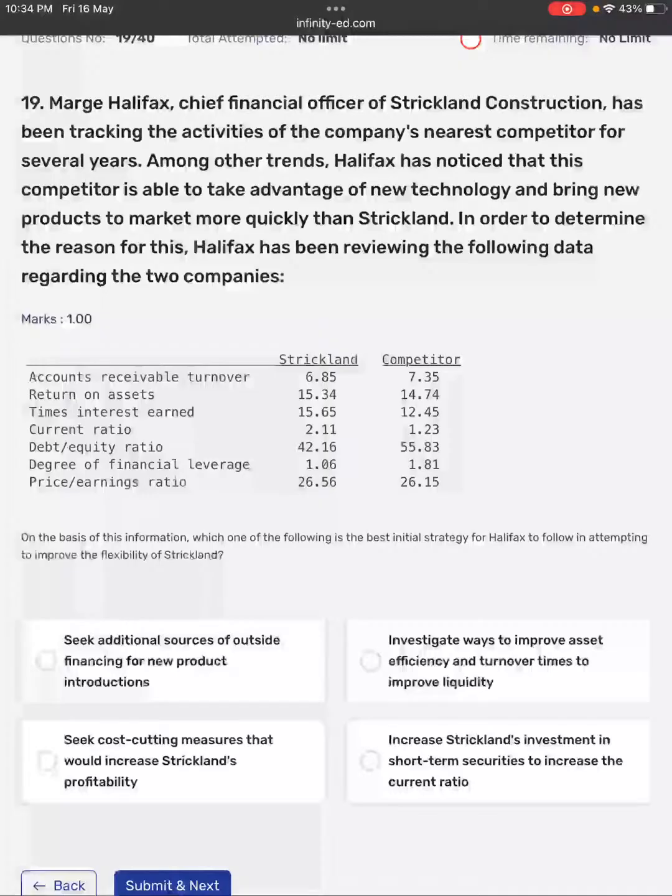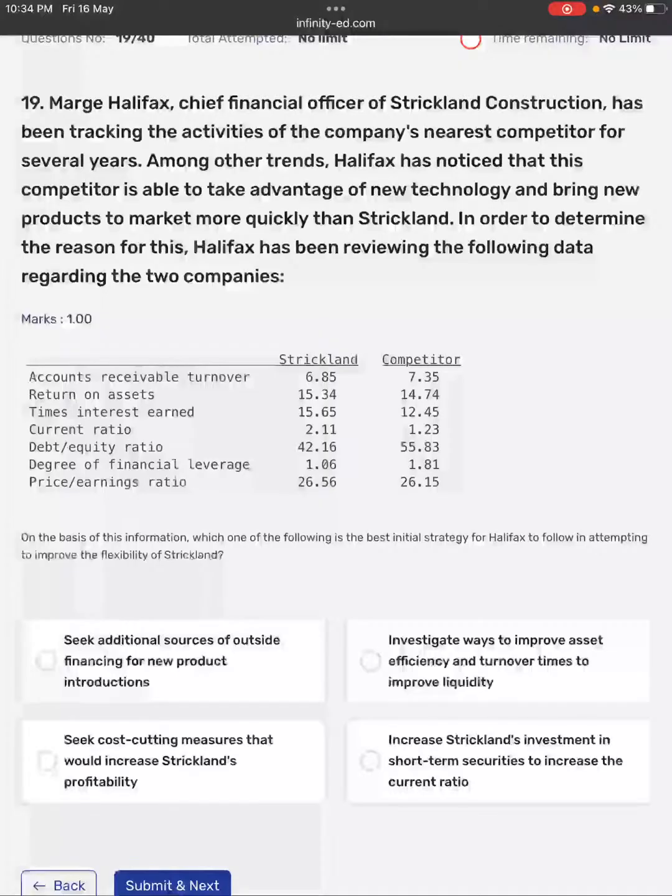And what will be the best strategy and the correct answer here? Correct answer: the competitor brings new products faster, likely due to better operational efficiency and capitalization, not necessarily higher profitability. Whatever the competitor is doing is not always profitable, right? That's why the answer will be what?